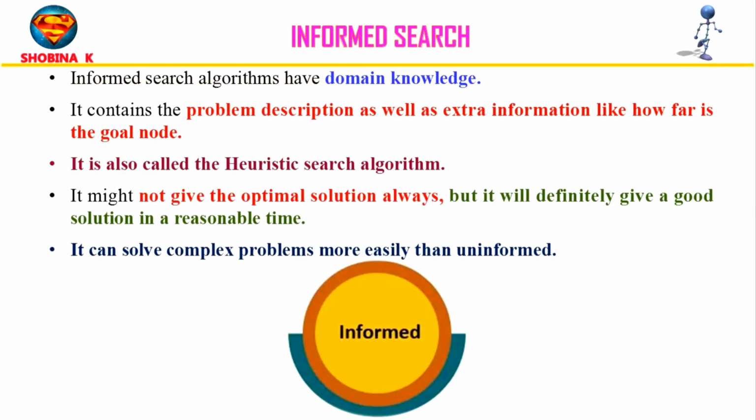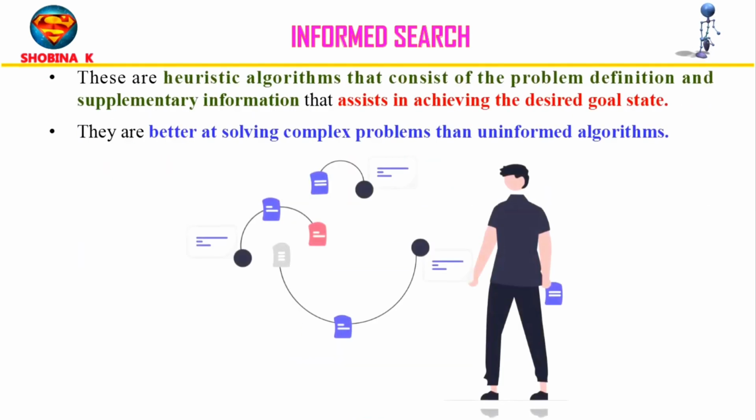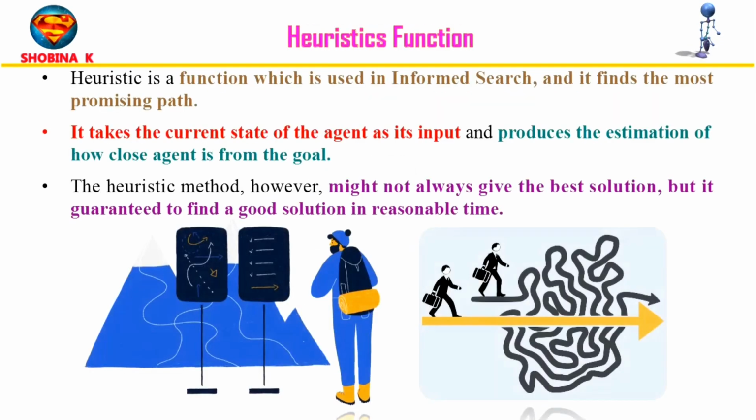In uninformed search algorithm, we do not have any additional information about the search space. But in the informed search, we have an array of knowledge. Knowledge like how far we are from the goal node and the path cost and how to reach the goal node. That is, this kind of algorithm will have domain knowledge. That is, it has the problem description as well as the extra information. And this algorithm is more useful when the search space is large. Also, they are better at solving complex problems. And this informed search is also called a heuristic search.